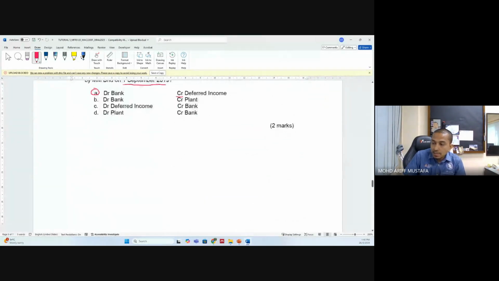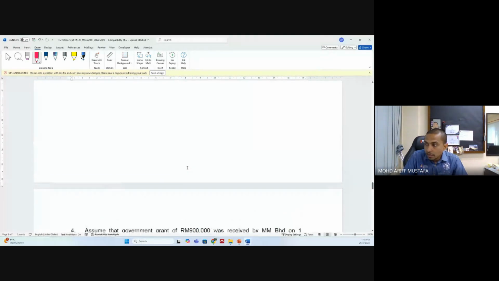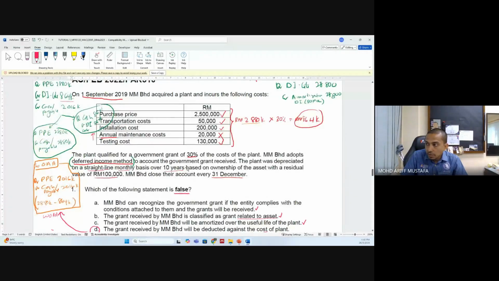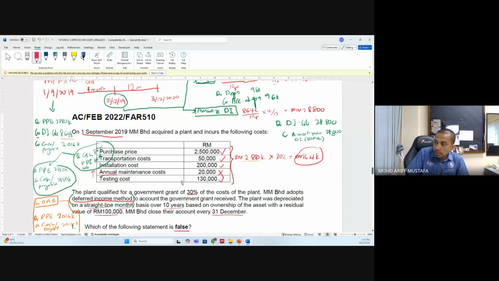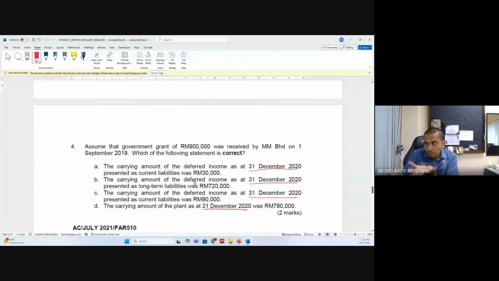Alright, guys. So next, the last question. Question number 4. Assume that the government grant is 900,000. This question is actually good because it is independent. They did not relate it to the previous question. Imagine if you calculated the government grant wrongly, including the annual maintenance cost, you would get this question wrong too, because your grant is different. But now the question asks you to assume that the grant is 900,000. So it is an independent question.